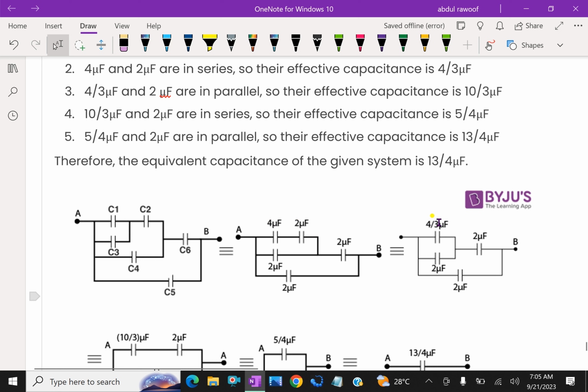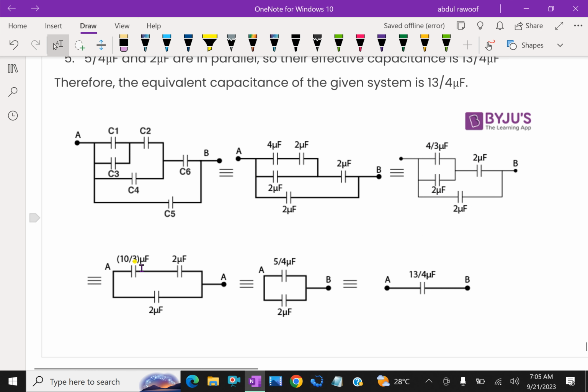Which is parallel to this 2 microfarad. So this is the addition of 4 by 3 plus 2, that is 10 by 3 microfarad. This becomes together 10 by 3 microfarad, which is in series with this 2 microfarad. So 10 by 3 is in series with 2, then take the equivalent, 10 by 3 plus 2 is 5 by 4.